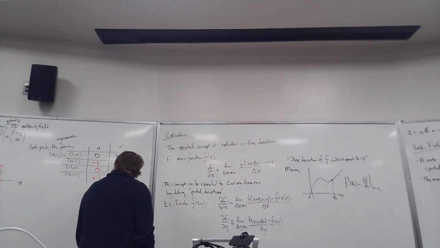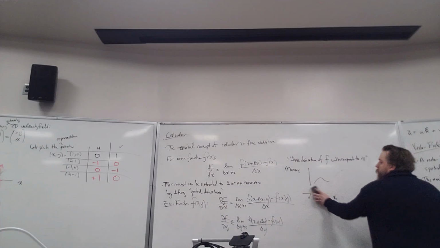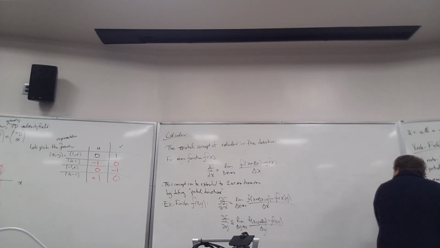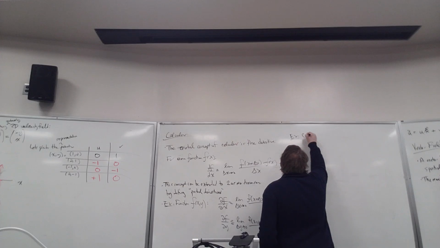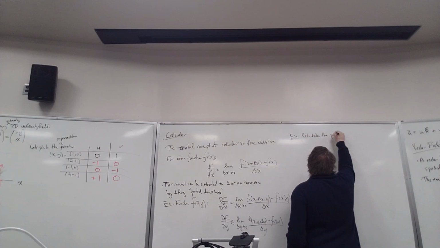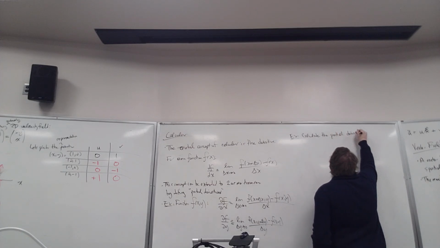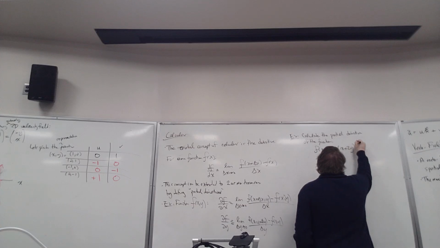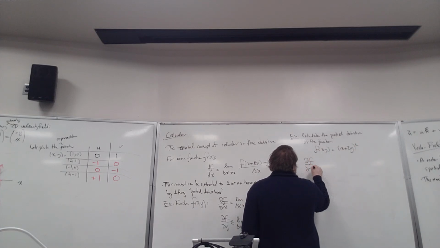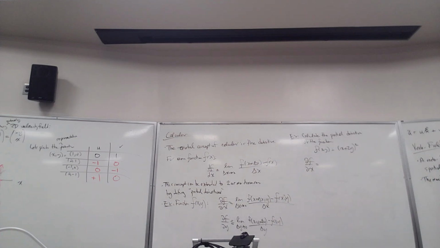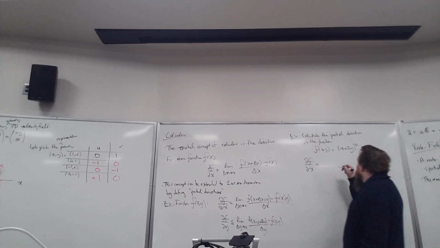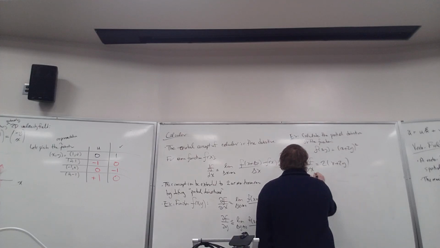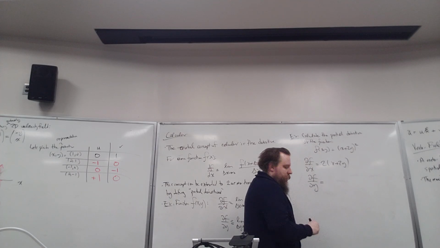So we can do an example here. Example: calculate the partial derivatives of the function f of x and y equals (x plus 2y) squared. Okay. Is anyone willing to take a crack at what's the partial f by partial x of this function? 2 times (x plus 2y). Correct. And how about partial f by partial y? 4 times (x plus 2y). Correct. So you said 4, right?